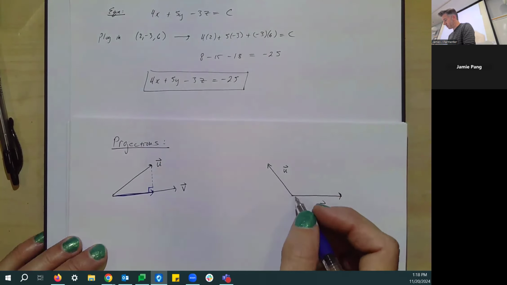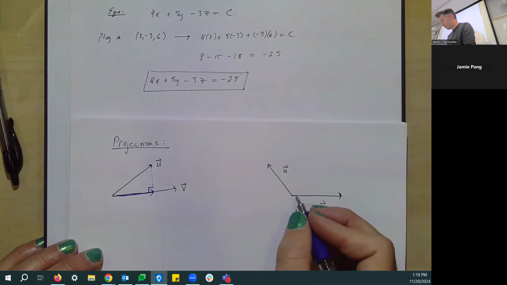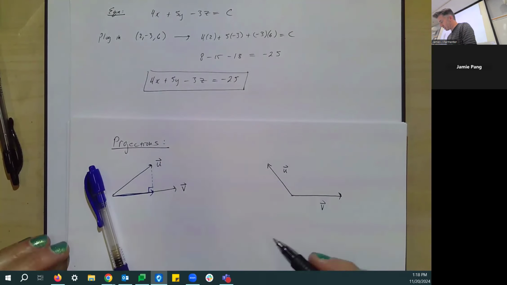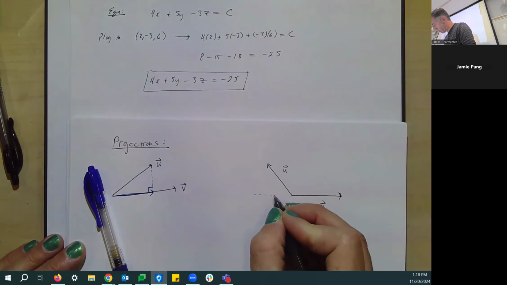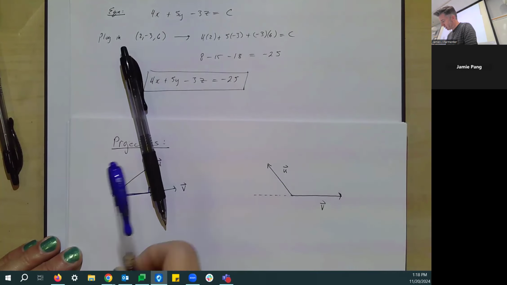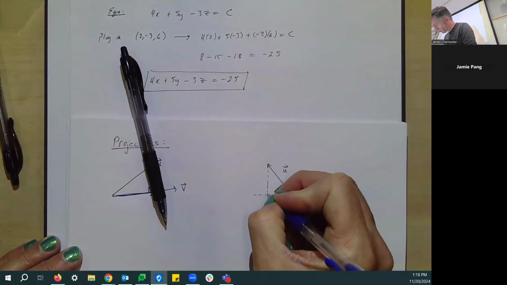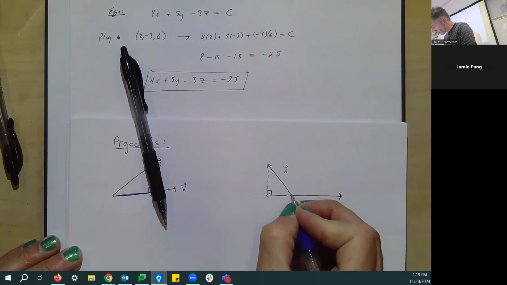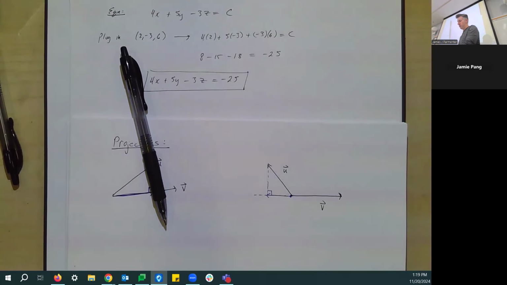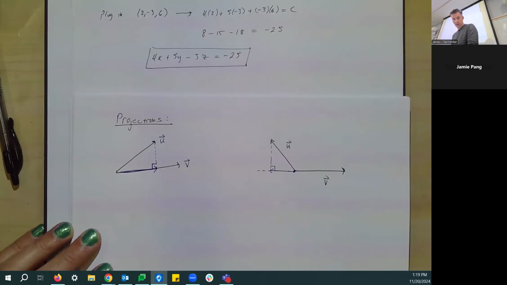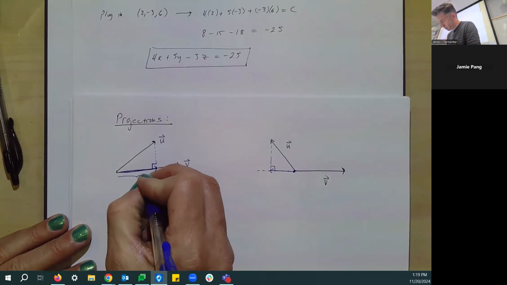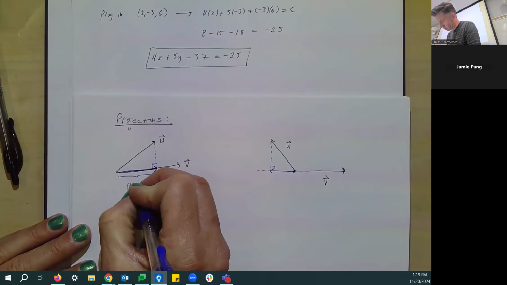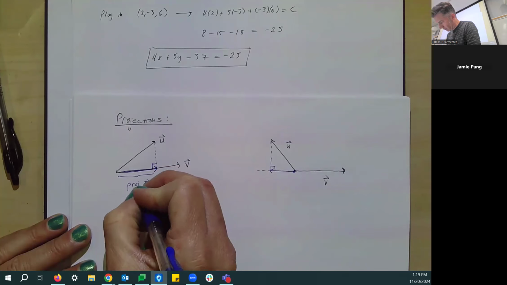Or in this other situation where the angle between them is greater than 90 degrees, we're going to extend v in its opposite direction and drop this perpendicular down that way. And this vector here is going to be the projection of u onto v. So both of these are the projection of u onto v.